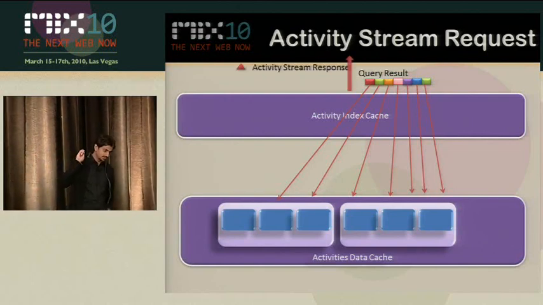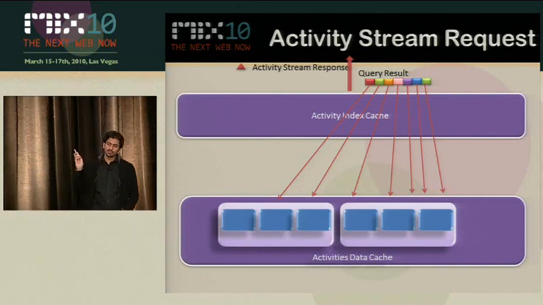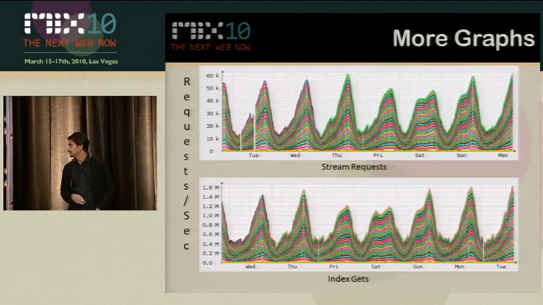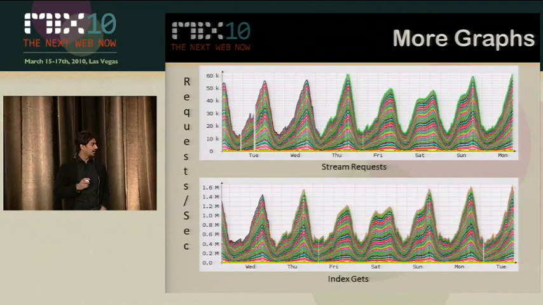Then you send the activity response back to the client, right? At this point, the client is usually the presentation tier. It'll do whatever it wants to do at that. Let's look at that graph that Eric mentioned.